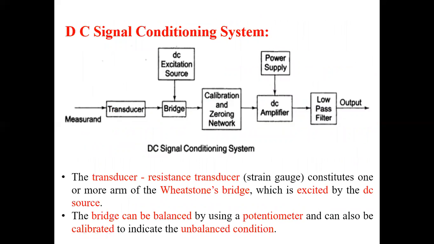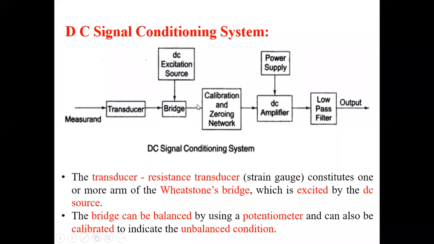In the DC signal conditioning system, the transducer we are using is the resistance transducer. This resistance transducer is a passive transducer, and therefore it needs a DC excitation source. This transducer is in one of the arms of the Wheatstone bridge, and the bridge is excited by a DC source. To balance the bridge, we can use a potentiometer, such that when there is no change in physical quantity, the bridge is balanced, and whenever there is a change in physical quantity, the bridge will be unbalanced.